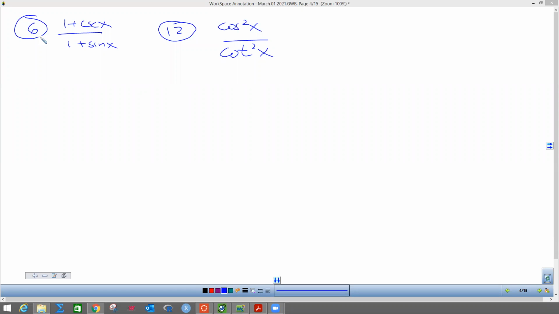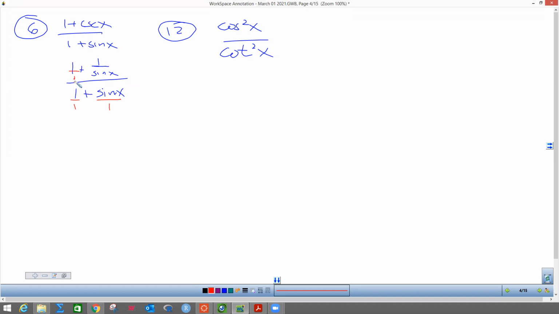All right, so the first thing I've got to do on number 6, this is worksheet 2, by the way, is change cosecant into terms of sine or cosine, and it is 1 over sine x. And then I have that over 1 plus sine x. What I need to do now, this is called a complex fraction because I have two fractions. So what I do is I always stick 1 under everything that doesn't have a fraction.